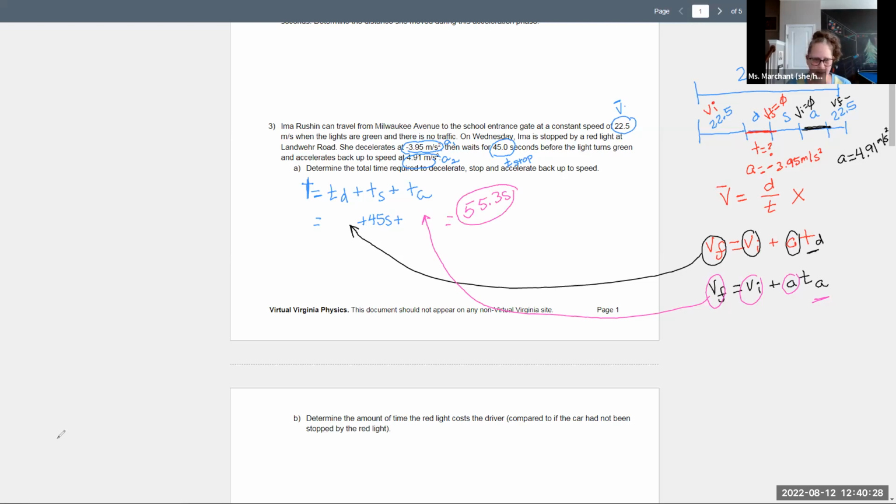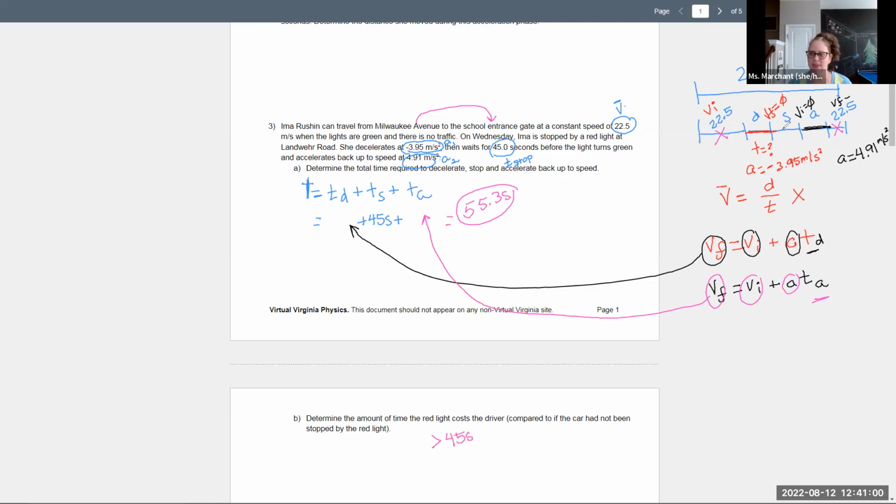Okay, let's go on to part B down here. Determine the amount of time the red light costs the driver compared to if the car had not been stopped by the red light. So we don't know how far away Milwaukee Avenue to the school entrance is. We don't have that information, so we're not going to be incorporating the starting and the ending. I need to know what it is here. So if I'm going to take a guess, what do I know? It's going to be greater than 45 seconds.